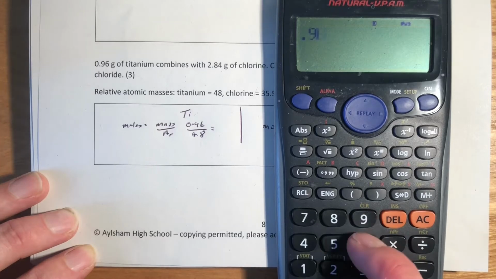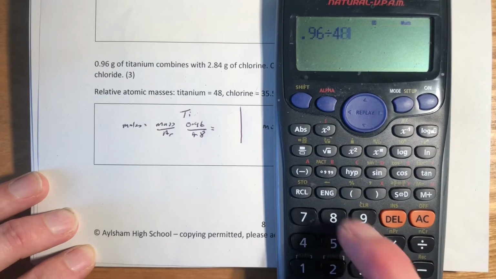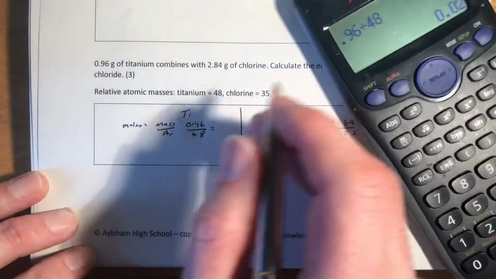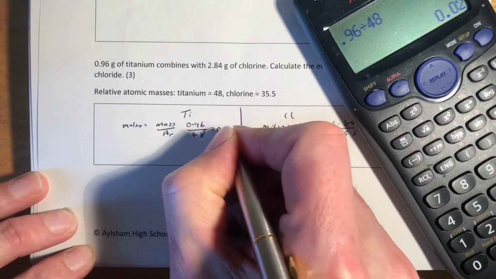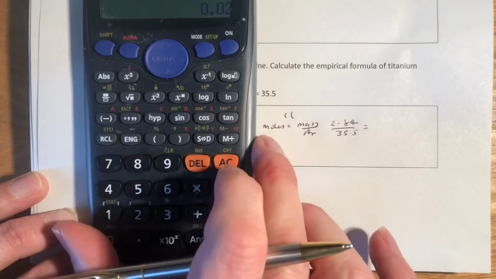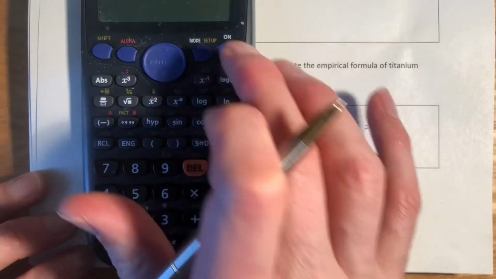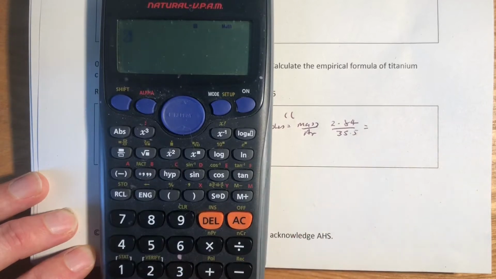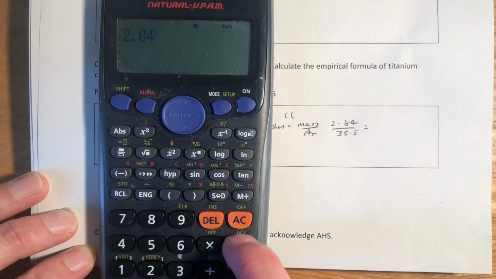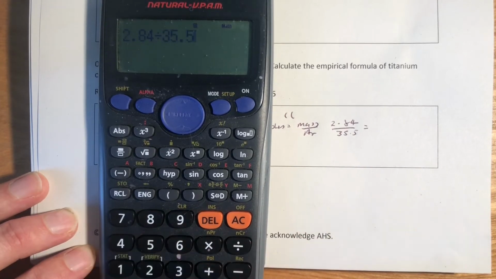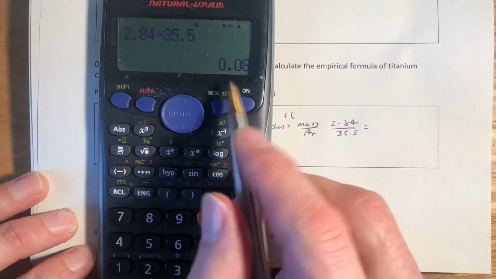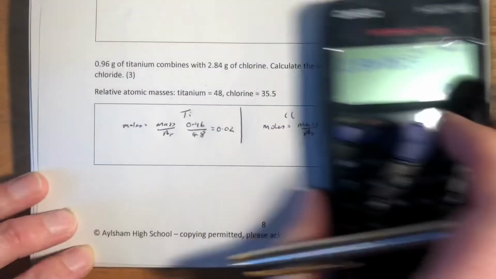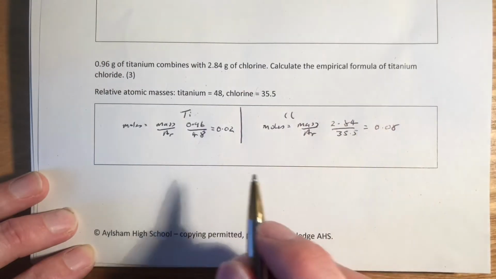0.96 divided by 48 equals 0.02, so 0.02. Chlorine, 2.84 divided by 35.5, 0.08. What we need to do now is figure out the ratio of titanium to chlorine in this compound.